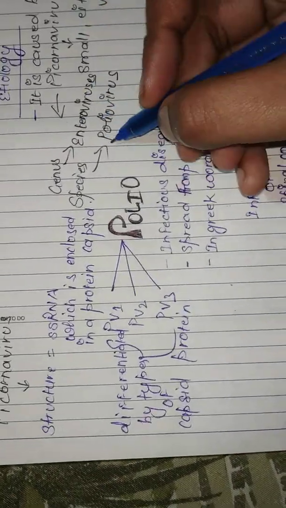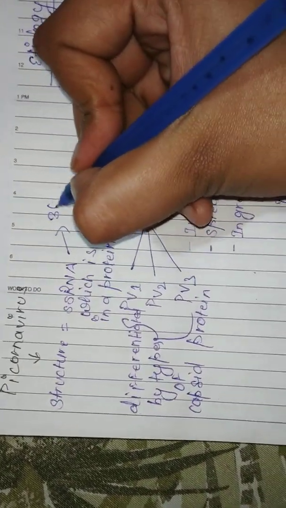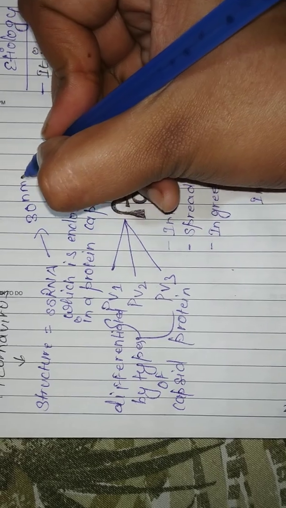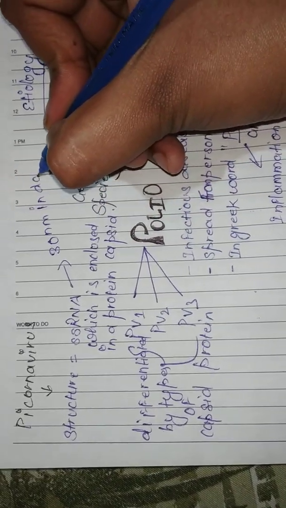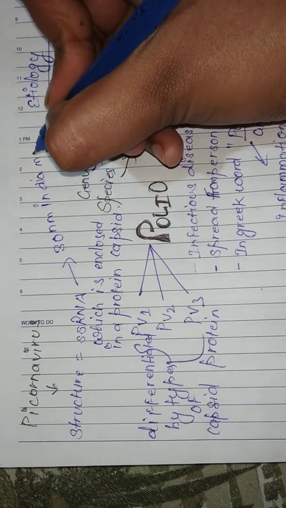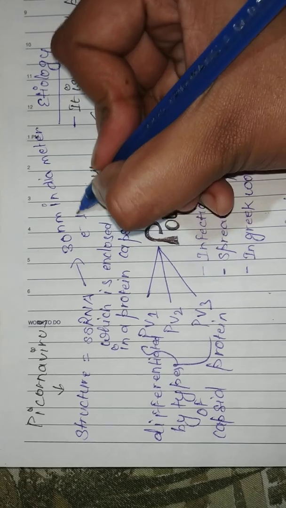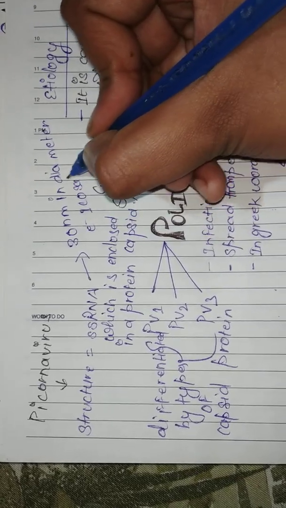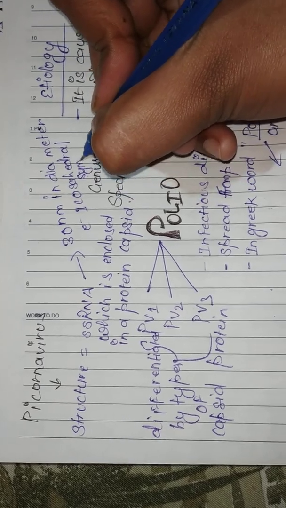Now we'll talk about the size of the genome. The size is 30 nanometers in diameter with icosahedral symmetry.